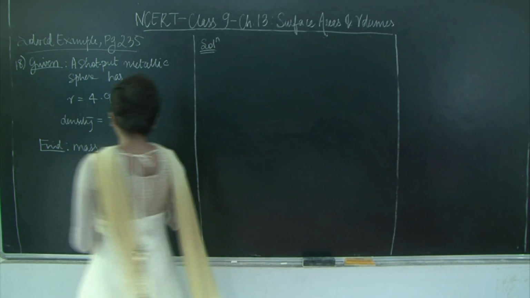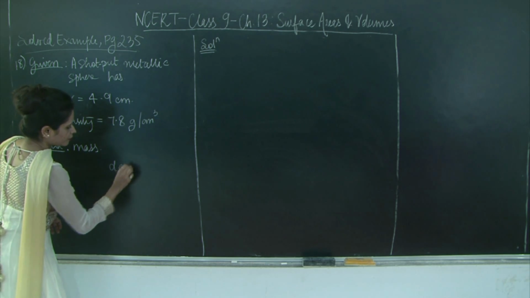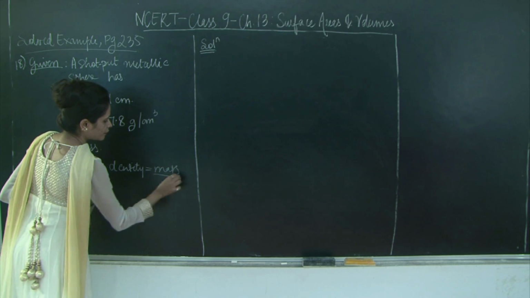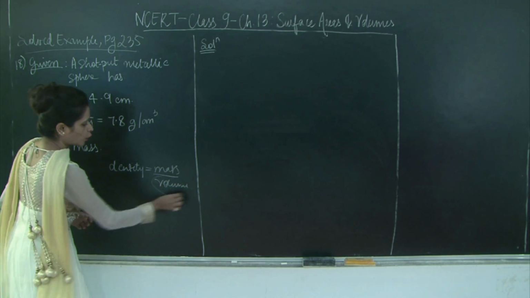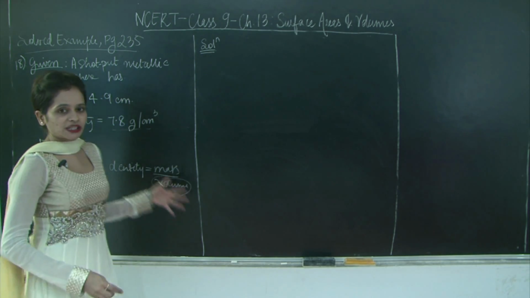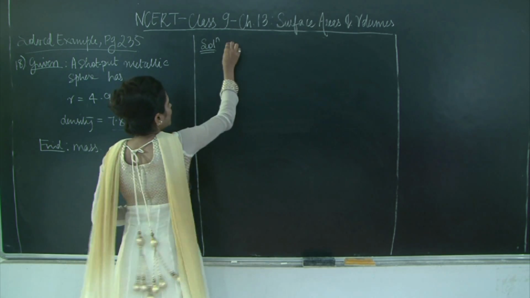We know that the formula density is equal to mass upon volume, right? So what we can do is find the volume, and since we've been given the density, we can obviously find the mass. So let's proceed first by finding the volume of sphere, which is 4/3 pi r cube.